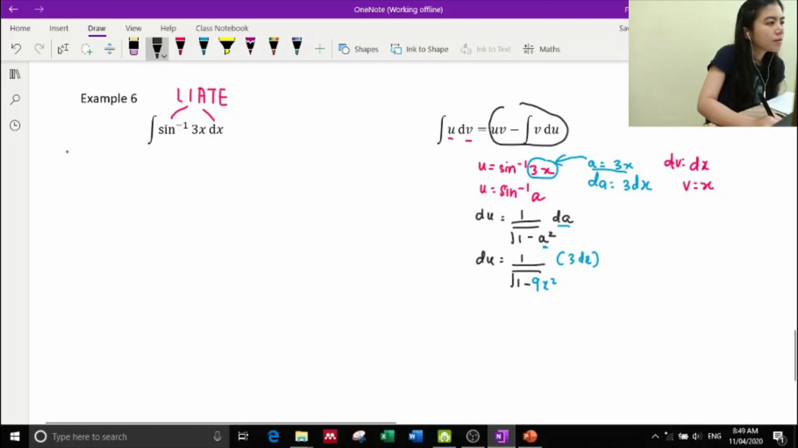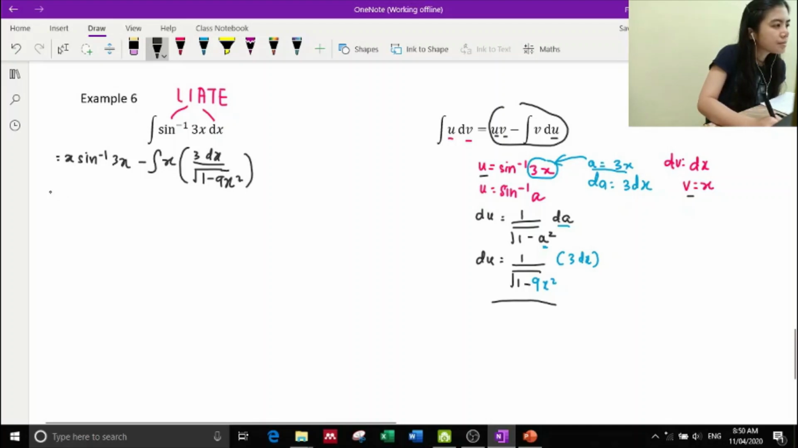Now first of all, you will have u multiplied with v. This is your u, and this is your v. You multiply it, you will have x sine inverse 3x. Then followed by minus v. The v here is x. And then du. What is your du? Your du is this one. So we have the bracket 3 dx over 1 minus 9x squared.